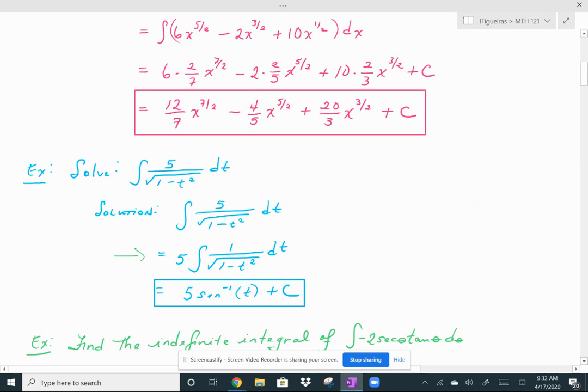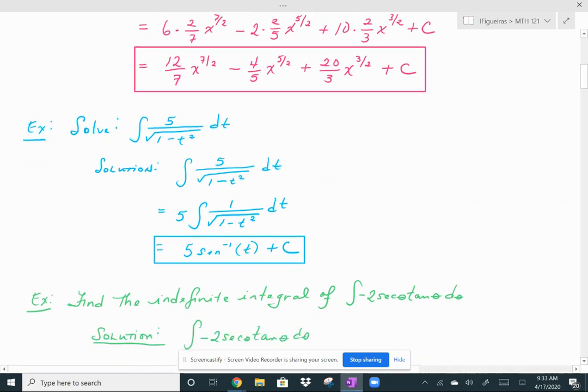And then at this point, you would have to recognize what was left, this one right here, based on the derivatives that you learned in previous chapters. So that's actually the derivative of your arc sine or your sine inverse function. So the antiderivative is just sine inverse of t multiplied by 5, and then add your constant. Okay, so memorizing the derivatives from previous chapters is a really important thing to have in mind. Otherwise, you won't recognize certain integrals.